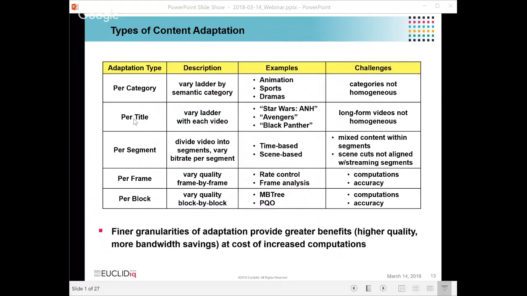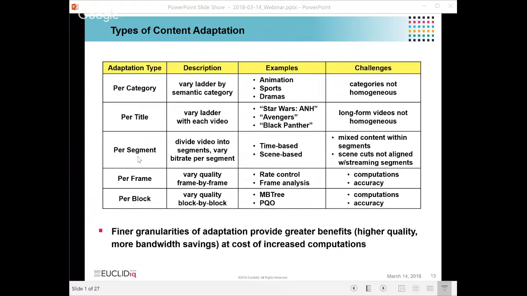Per title adaptation, which Netflix popularized a couple years ago, seeks to vary the encoding ladder with each video. So among action movies, for example, there would be one encoding ladder for Star Wars: A New Hope, another for Avengers, and still another for Black Panther. The challenge here is that long-form videos are often not homogeneous within the video. For example, action movies often intersperse high-complexity action scenes with slower, low-complexity dialogue scenes. So a per-title fixed encoding ladder still might be suboptimal for some portions of the video.